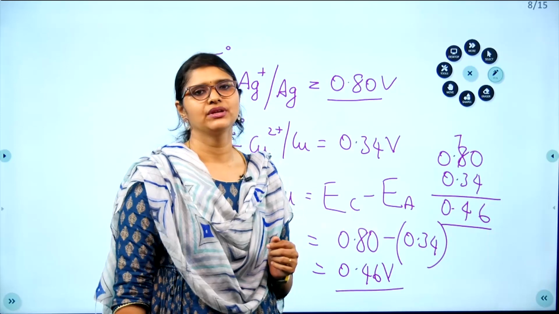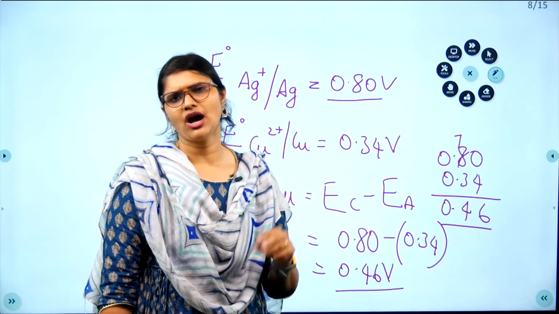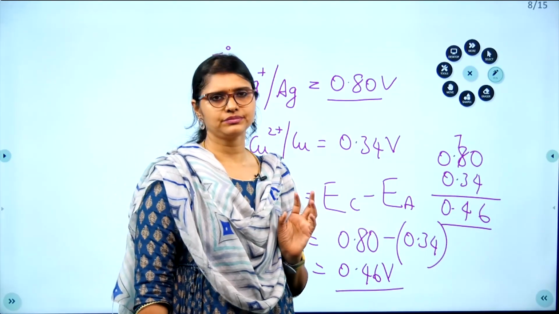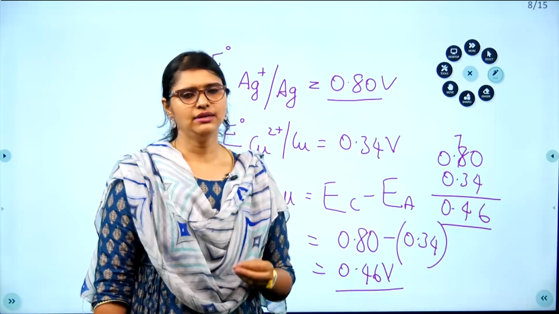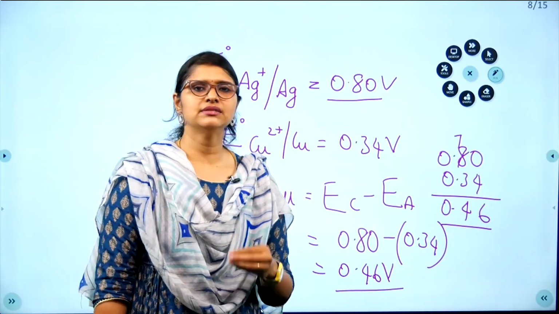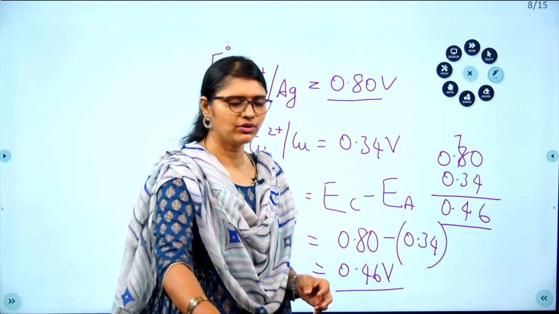So then we can use this formula Ec minus Ea and calculate the standard electrode potential. Is that okay? So next we are going to see how to calculate Ecell. In order to calculate Ecell, we have to use the Nernst equation. Okay. So now let us see what the Nernst equation is.